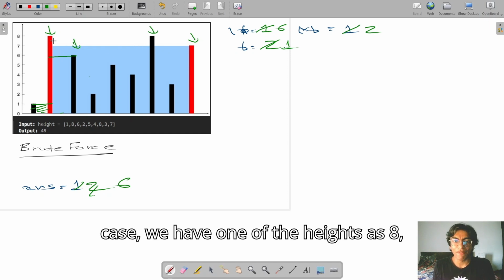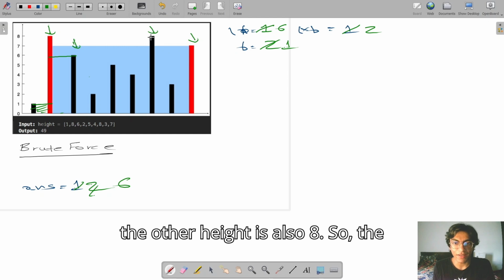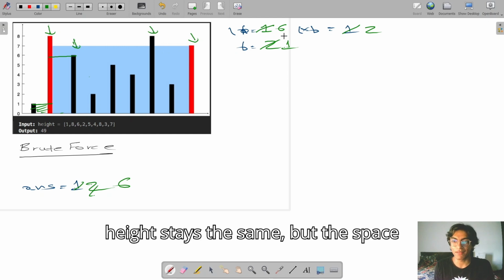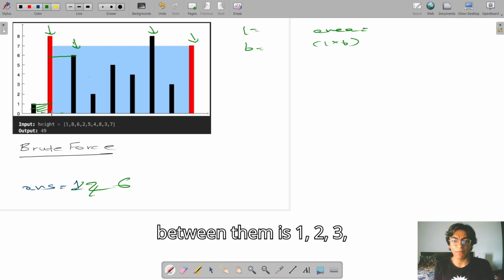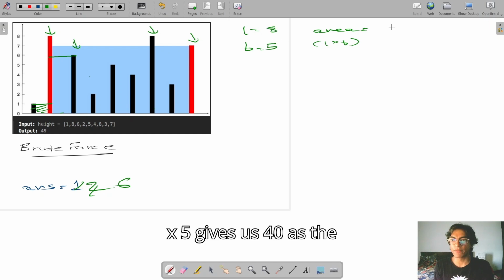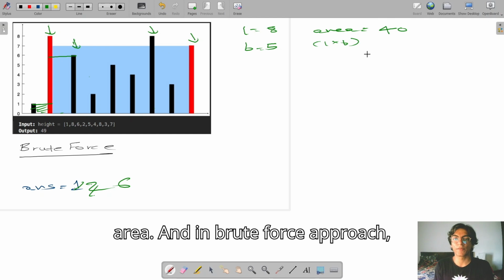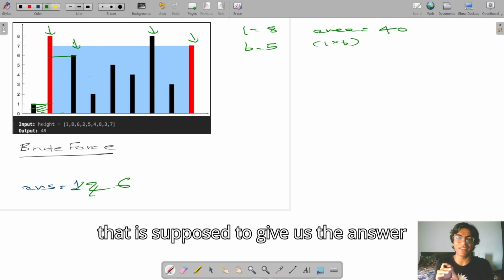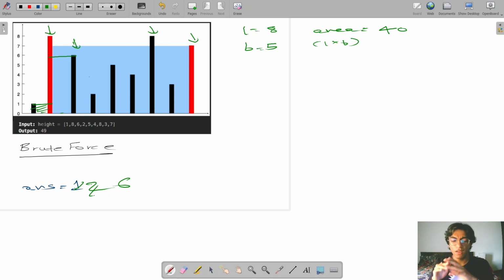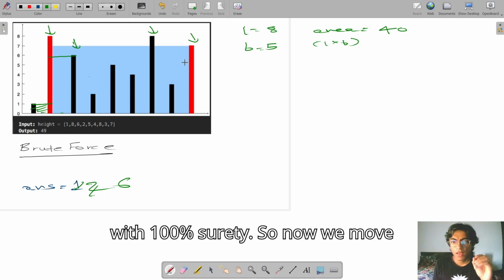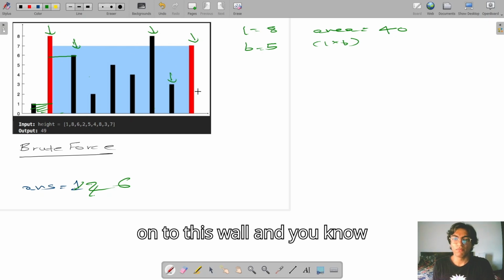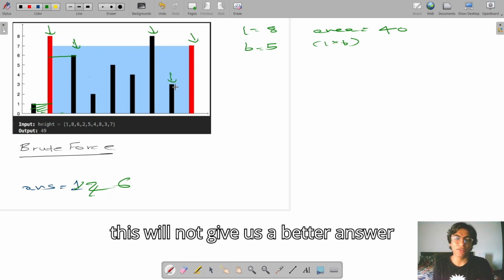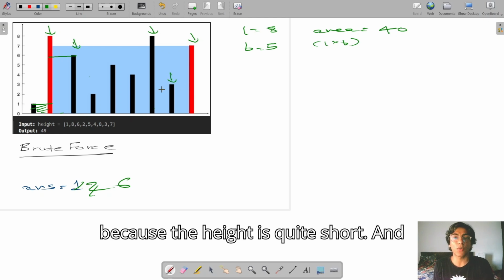In this case, we have one of the heights as 8, the other height is also 8. So the height stays the same, but the space between them is 1, 2, 3, 4, and 5. So 8 into 5 gives us 40 as the area. And in the brute force approach, like I said, we test all combinations, and that is supposed to give us the answer with 100% surety. So we move on to this wall, and this will not give us a better answer because the height is quite short.